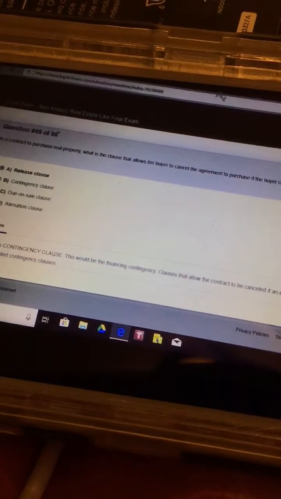The answer is B. Contingency clause. This would be the financing contingency. Clauses that allow the contract to be canceled if an event happens or does not happen are called contingency clauses.